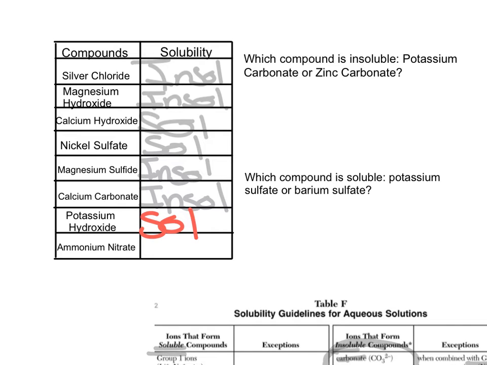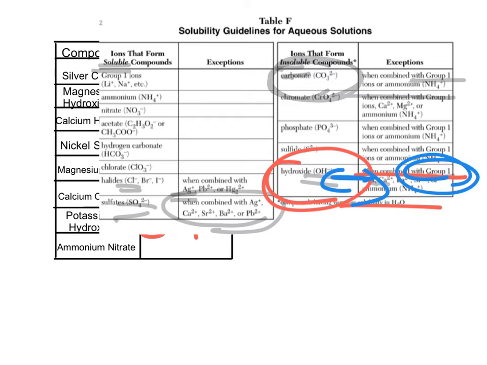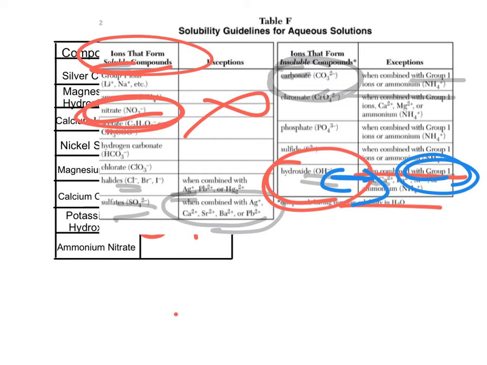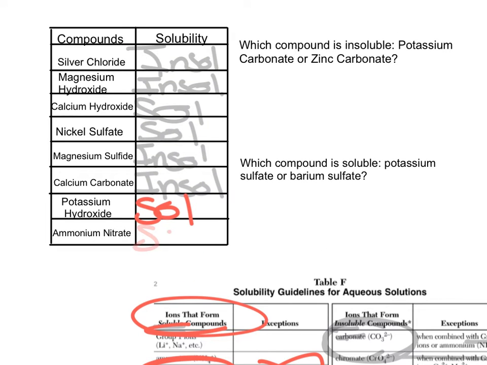And then last but not least, ammonium nitrate. Nitrates, as you'll note to self, are on the left-hand side of table F. There are no exceptions, making it soluble with anything it comes into contact with, and thus as a result would be soluble.